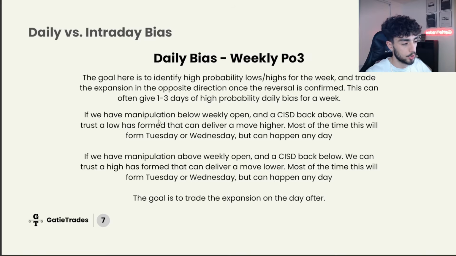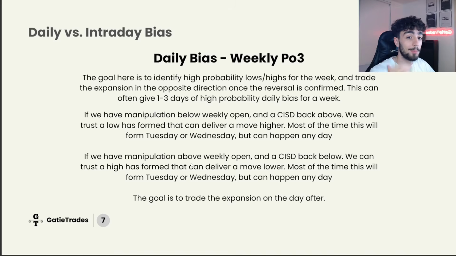For example, this is what you're looking for. If we have manipulated below the weekly opening price, power of 3, and we get a CISD back above the opening price, we can trust that a low has formed in the market that can deliver a move higher. Remember, we're not trying to pick the lowest low or the highest high, but once we see this signature in price, we can anticipate that it's more likely to move higher at this point in time. Most of the time, this will form on a Tuesday or Wednesday, but obviously it can happen any day. Ideally, when it forms on a Tuesday or Wednesday, it's just that much more probable. Ever so slightly, but it happens.